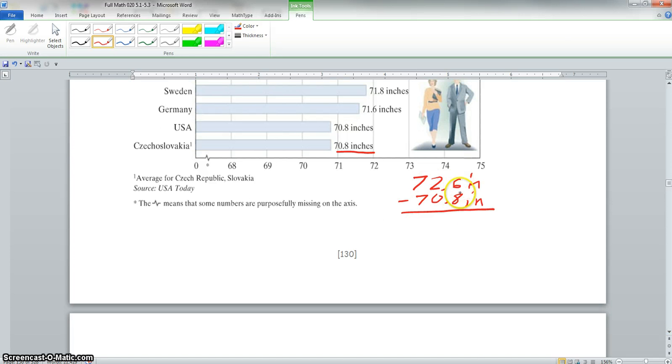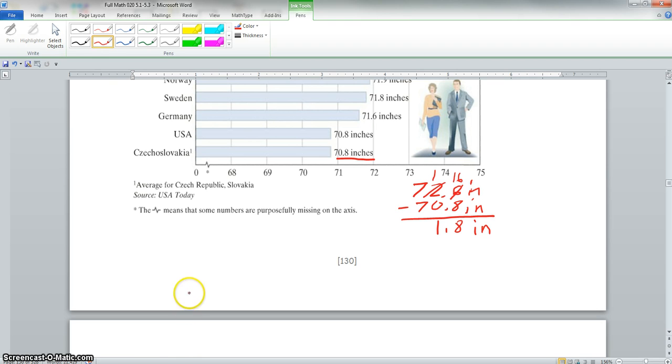So I set this problem up, and now we subtract. We know we cannot subtract 8 from 6, so we have to borrow 1 from this 2, and 6 becomes 16. 16 minus 8 is 8, and we bring down our decimal. 1 minus 0 is 1, and 7 minus 7 is 0. So it'll be 1.8 inches. And this is it from section 5.2.